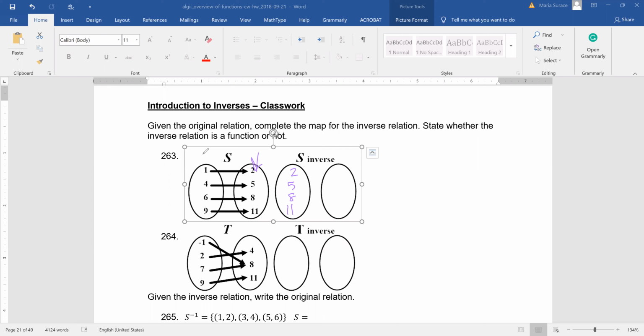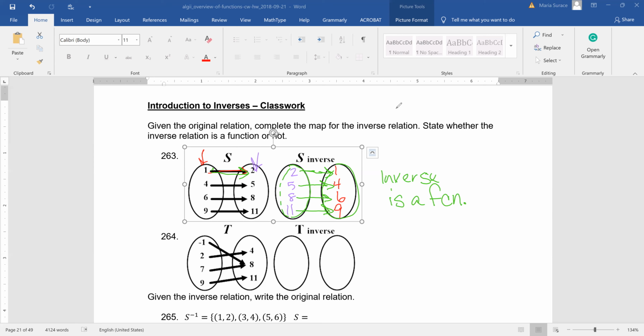Next, we take all of our answers from the first bubble and we put them into the second, because all of our x values become y values in our inverse. And the mapping is still the same. So since 1 went to 2 here in the original function, 2 will go to 1 in the inverse function. The same with 5 and 4, 8 and 6, 11 and 9. And now from here, we can tell, is this a function or is this not? Since each value in your first bubble goes to a unique value in the second, the inverse here is a function. And yes, you can abbreviate function as FCN.